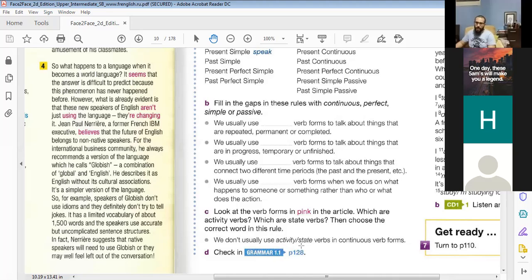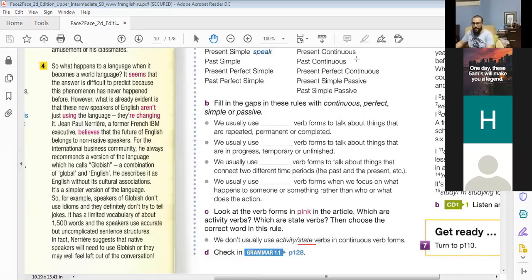But what about, for example, when you say I think you're right, and if you say I'm thinking of having a sandwich? It depends what you mean by think. Think for opinion is a state verb, you can't use it in the continuous. Think for thinking is an activity verb. Okay, I think you're right.